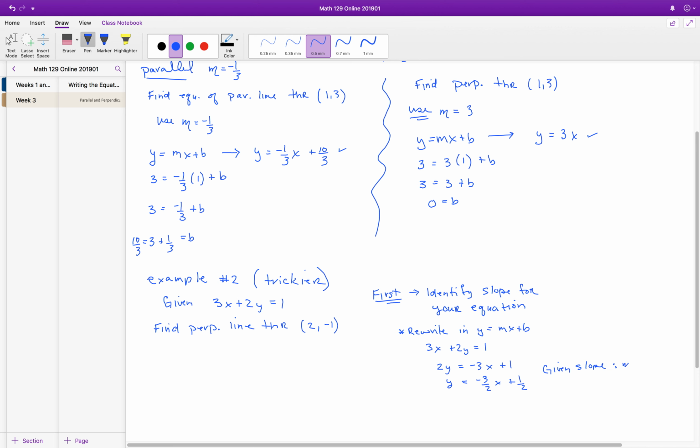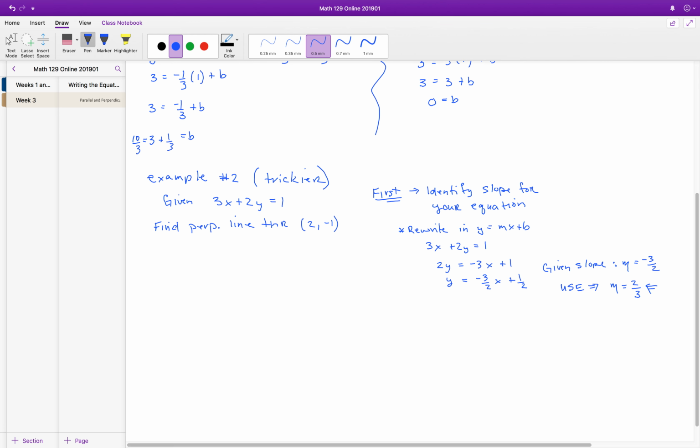So the given slope is negative 3/2. I'm looking for a perpendicular, so m is equal to the opposite, so positive, and the reciprocal, so flip. So this is the slope that I'm going to use. We'll use that slope and the given point, which again is 2, -1.